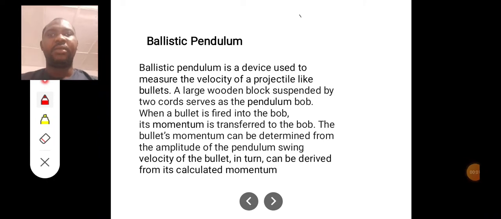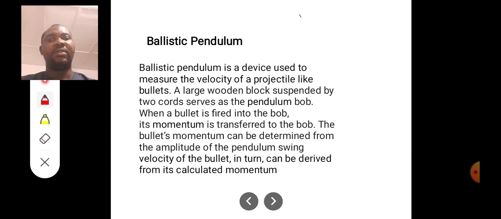Okay, here we are going to be looking at ballistic pendulum. Ballistic pendulum is a device used to measure the velocity of a projectile like bullets. A large wooden block suspended by two cords serves as the pendulum bulb. So when a bullet is fired into the bulb, its momentum is transferred into the bulb. The bullet momentum can be determined from the amplitude of the pendulum swing.